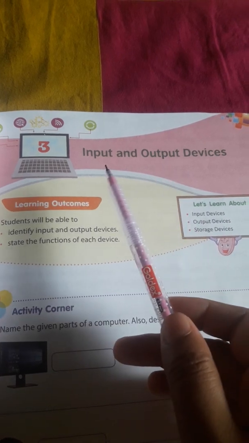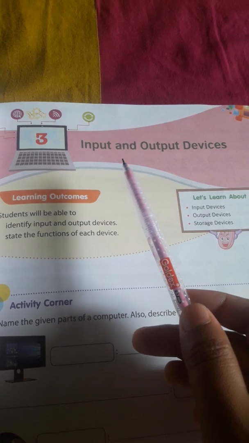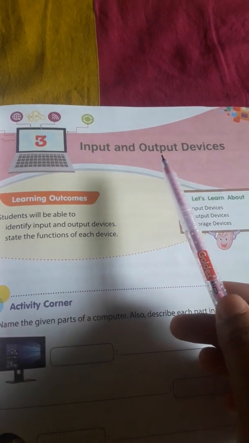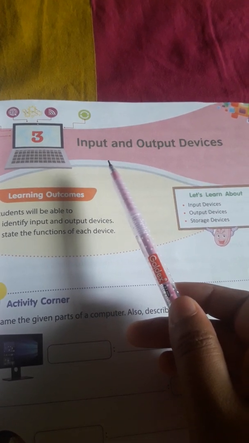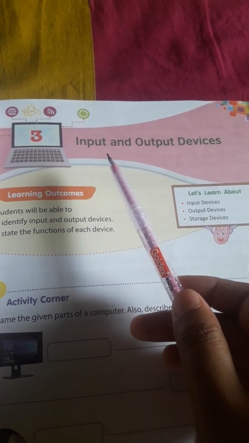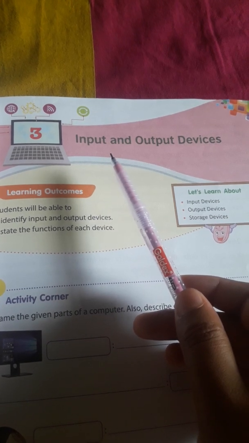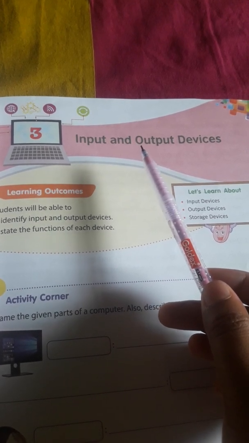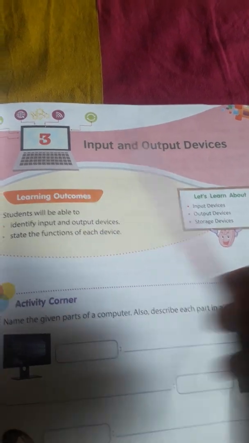First we have to understand what is input and what is output. Input means whatever information is entered into the computer. Whatever the final result is, that is output. But for giving information or entering data we need devices. So those devices are called input devices, and the devices through which the result comes are called output devices. Okay, so let's learn about input and output devices.